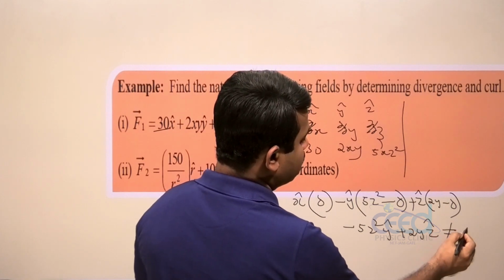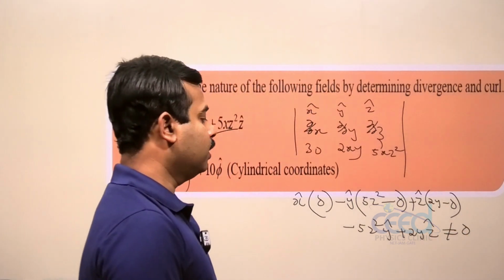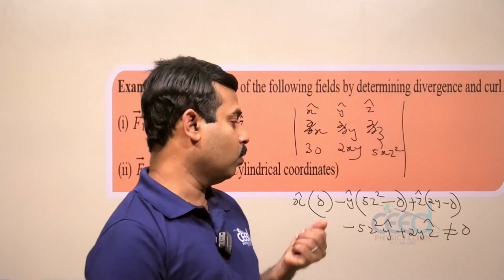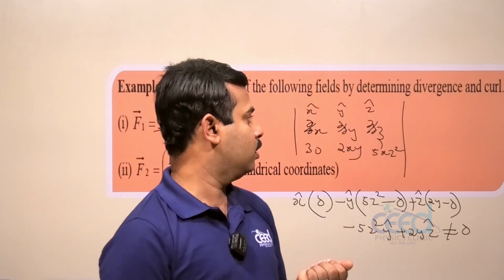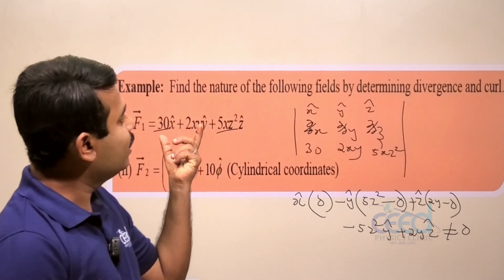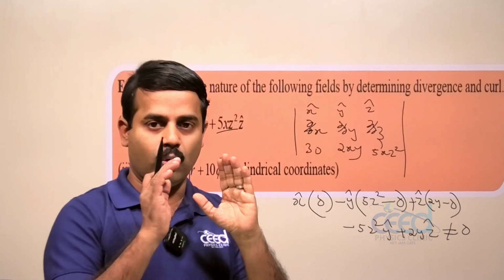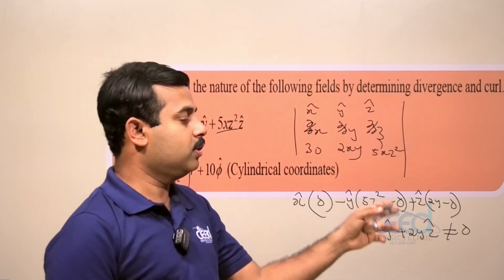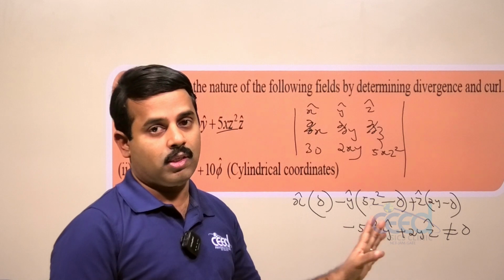So that means this is not equal to 0. That means it is rotational. If this is 0, then it is irrotational. They are asking to check the nature of this field, whether it is solenoidal or irrotational. So it is not solenoidal, and it is not irrotational also.